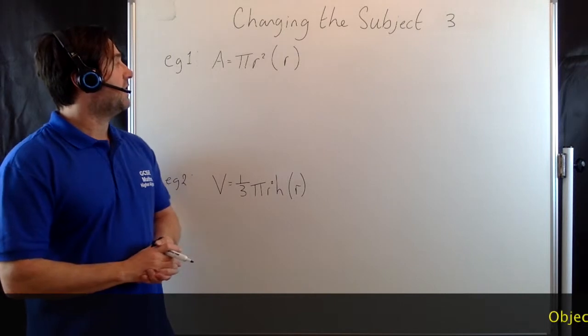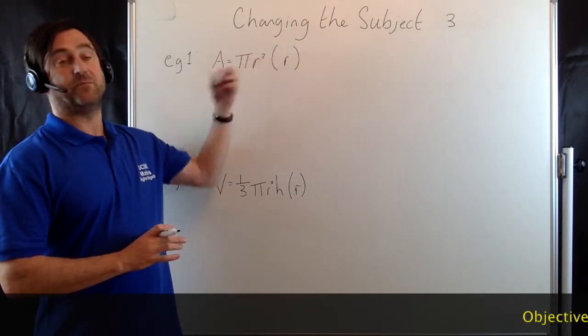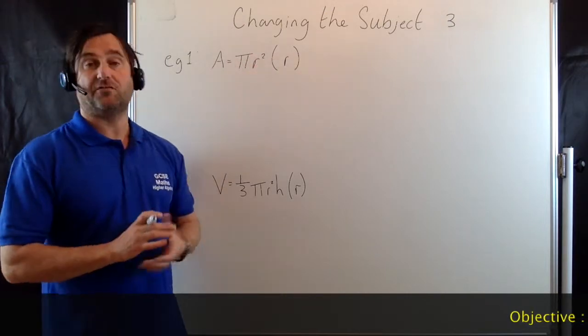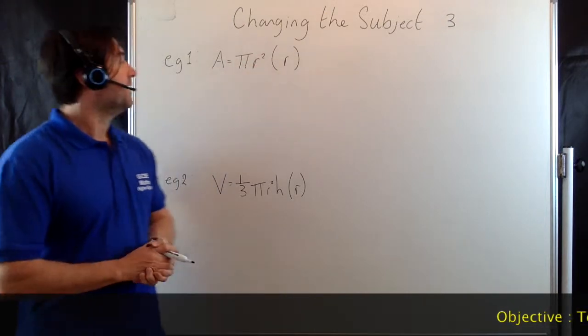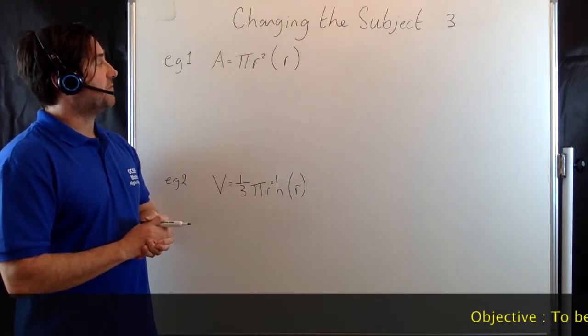This time what we're looking at is being able to change the subject when there's a squared in it. We want to make the subject r, but r is squared. How do we do this then? Okay, well the first example. We go about it the same way as what we've done up to now.